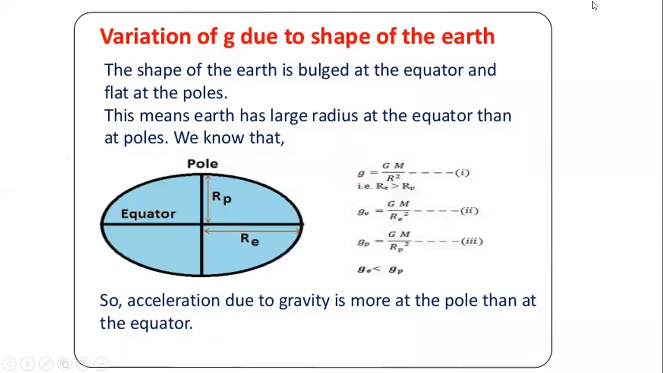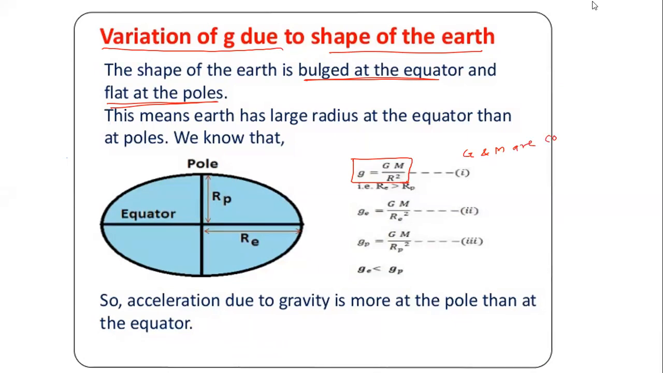Now we are discussing the variation of acceleration due to gravity due to the shape of Earth. The shape of Earth is not a perfect sphere. It bulges at the equator and is flat at the pole. The formula we learned for the acceleration due to gravity is GM upon r square. In that formula, capital G is the gravitational constant and capital M is the mass of Earth, so they are constant. It means that g inversely depends on r square. Larger the radius, smaller the g. The g and r relation is inverse.